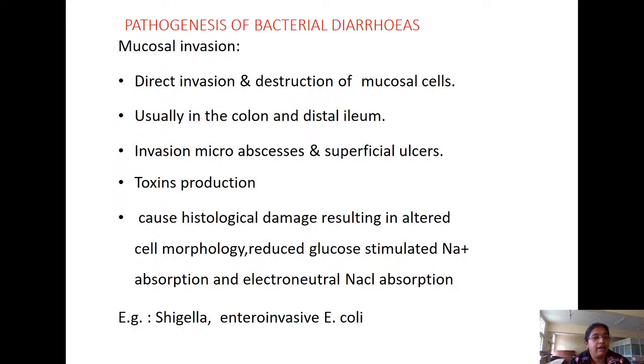So the invasion can cause micro abscesses, superficial ulcers, toxin production, and then it can also cause histological damage resulting in altered cell morphology, then decreased sodium and chloride absorption. So we know that in Shigella and enteroinvasive E. coli, these mechanisms are seen.